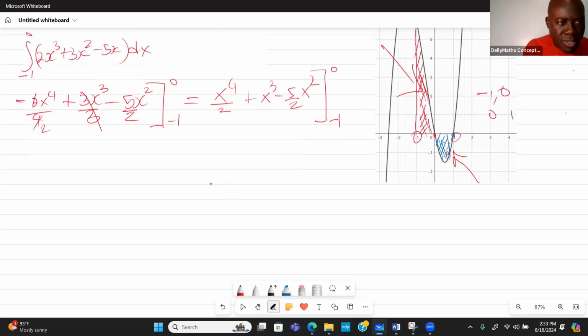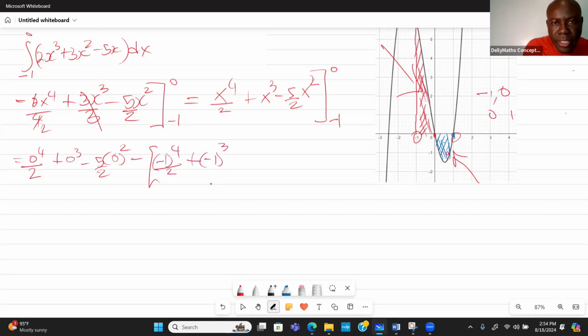All right, let us do a quick substitution. So when 0 is in, we're actually going to have 0 raised to the fourth over 2 plus 0 to the third minus 5 over 2, 0 squared. We're going to subtract x, which is going to be -1 raised to the fourth over 2 plus -1 raised to the third minus 5 over 2, -1 to the second power.